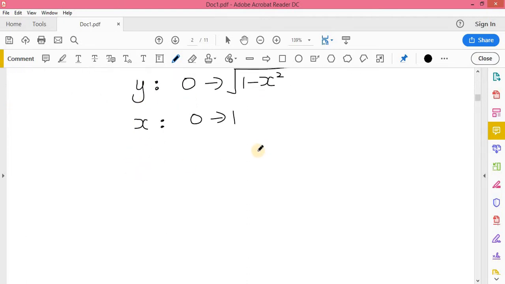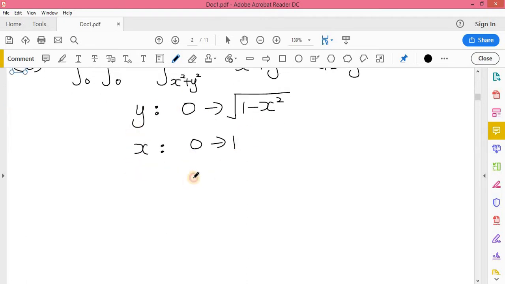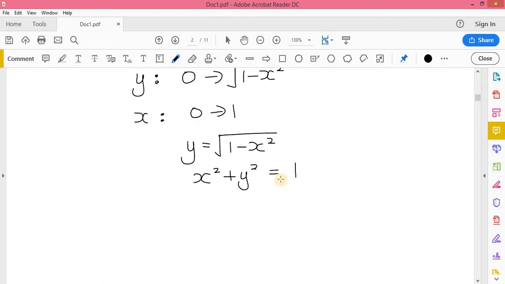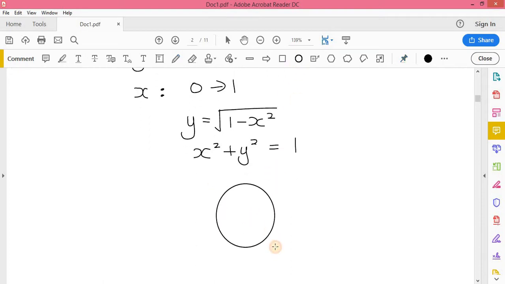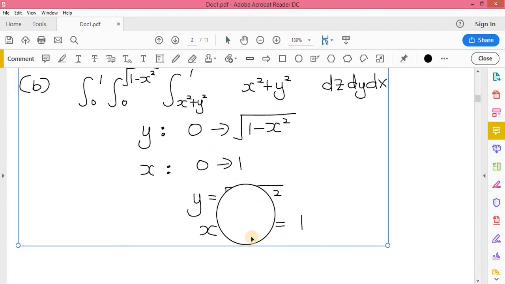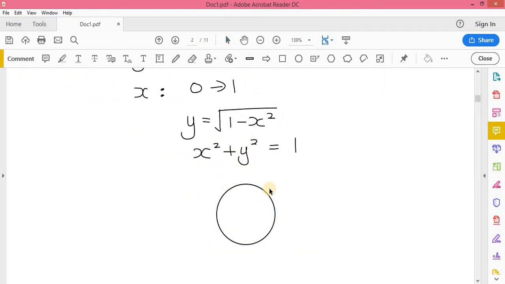Okay, so if we examine this interval, we can get a function which is y equals square root of 1 minus x squared, and it is actually a circle with radius 1. So you draw your circle here. Okay, so this one will be your circle.